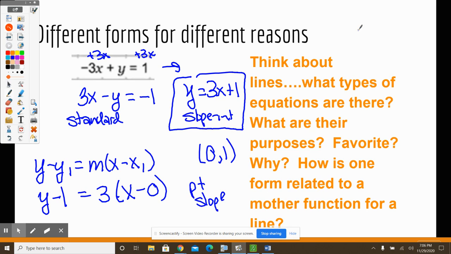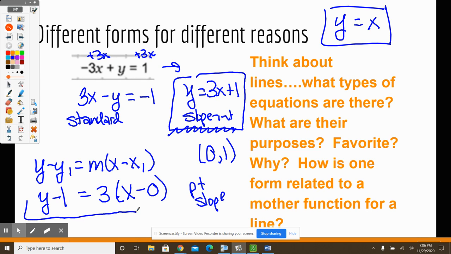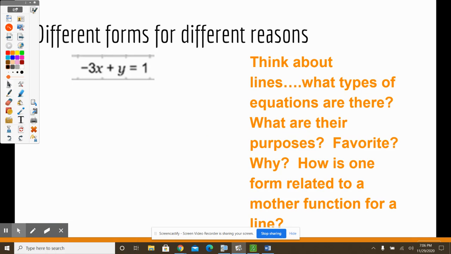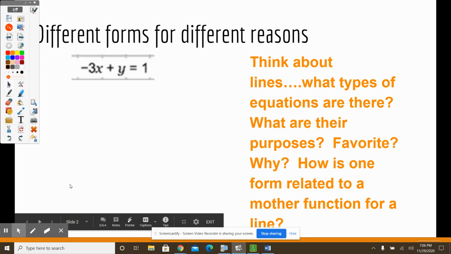Now, when you're talking about lines, the mother function of a line is technically y equals x, okay? And we're going to kind of talk about a combination today of quadratics, relating it to the slope intercept, which we'll call ready to graph, and this point slope, because there are a lot of relationships to this too. And I think you're going to see why we need different forms of quadratics as well as different forms of lines.